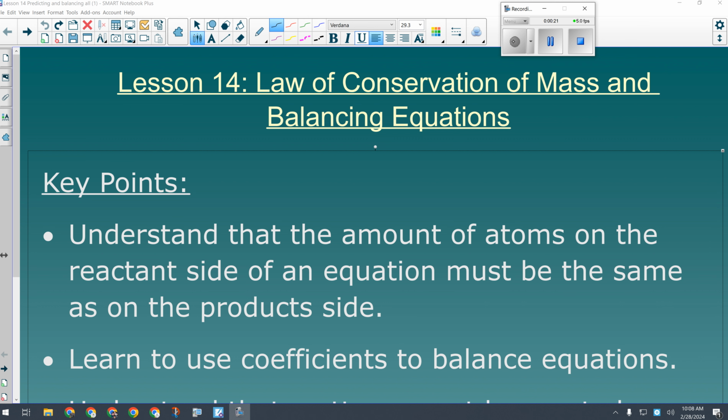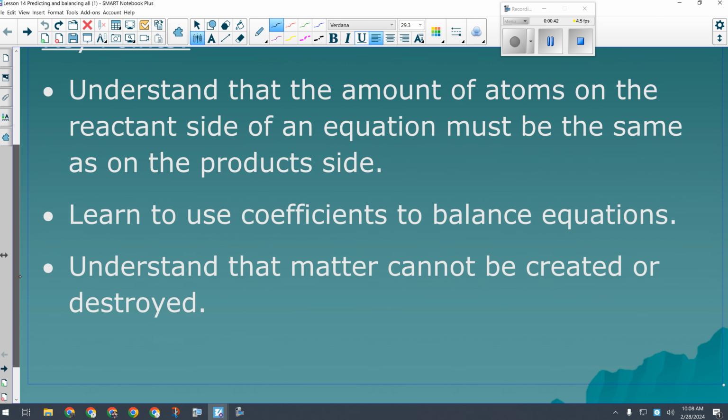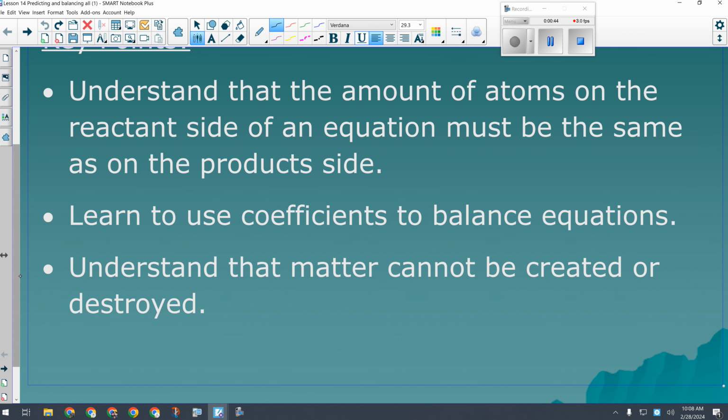Okay, so first thing, we need to understand that the number of atoms in the reactants is the same as the number of atoms in the products. Right? When we balance a reaction, we're making sure that that is the case. Because we have to do that, otherwise we have disobeyed the law of conservation of mass. We have created matter or we have destroyed matter, and we can't do those things. So that is the whole purpose of using coefficients to balance the equations, which, like I say, we've been doing already for a couple of weeks, and you guys are pretty good at it.